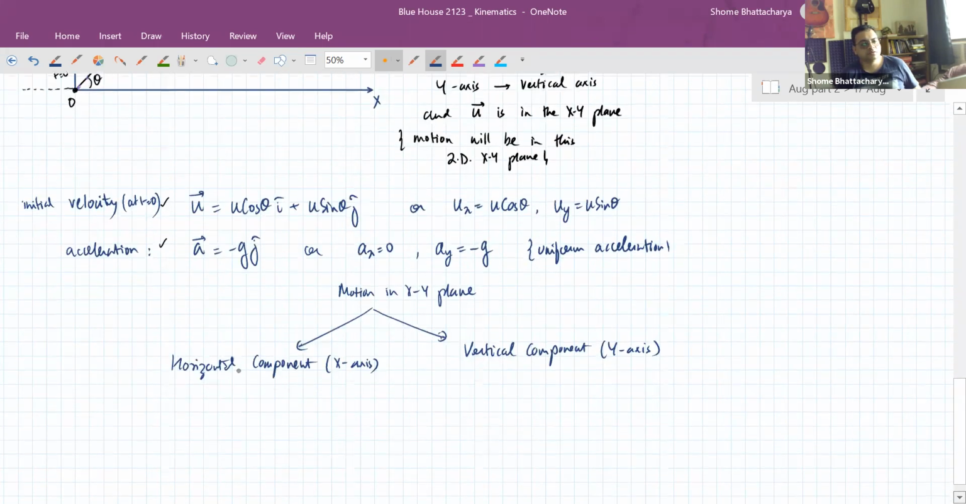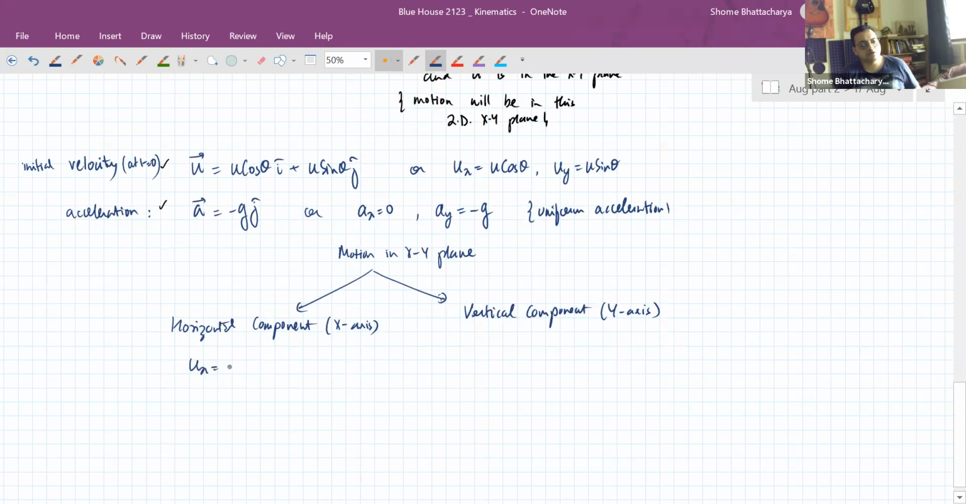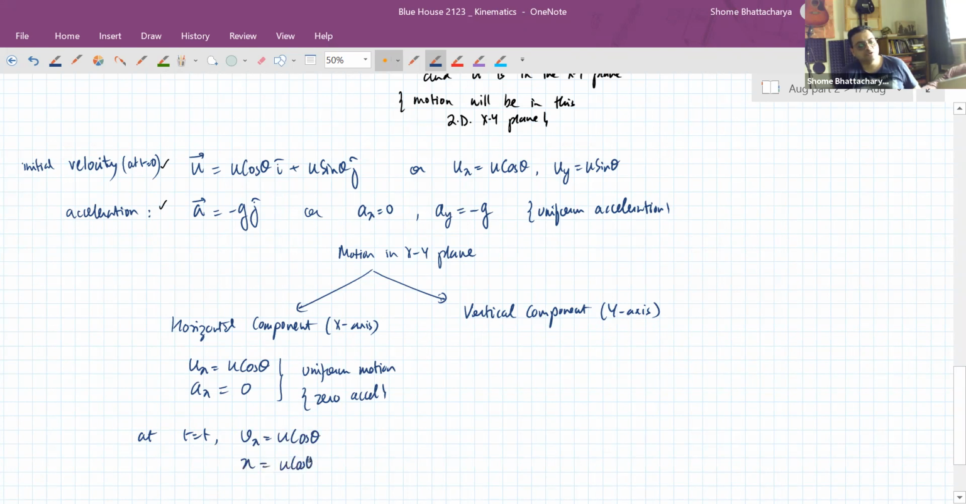So as you can see from here, the initial velocity along the horizontal axis is u cos theta, and the acceleration along the horizontal axis is 0. So that means along the horizontal axis, there is uniform motion, that is 0 acceleration. So at any time t, the instantaneous x component of velocity will remain u cos theta. And the x component of displacement will therefore become velocity into time. When there is no acceleration, the displacement becomes velocity multiplied by time.